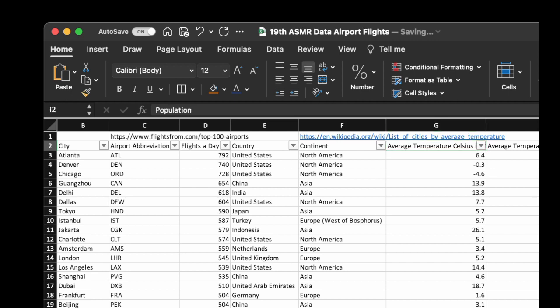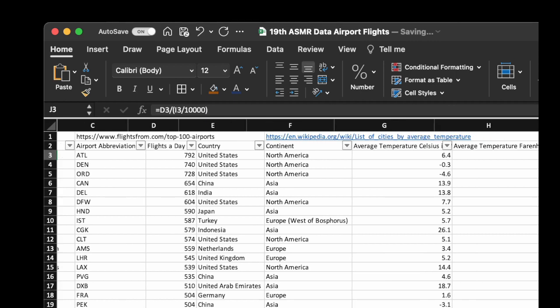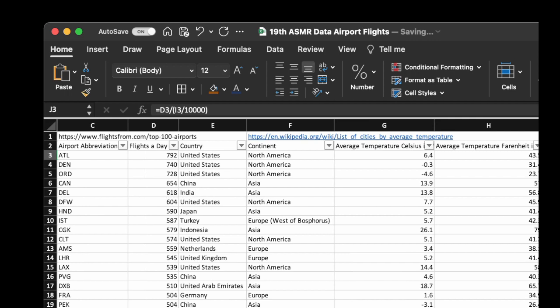Then I have the population. Now this is population only of the actual city, not metro area. So we see Atlanta, that's not including all the suburbs that they have in America, where you can get a much higher population figure. Then that's flights per 10,000 people. So I took the population divided by 10,000, put that in the denominator, and then put the number of flights in the numerator, and then it gets a figure of how many flights per 10,000 people.